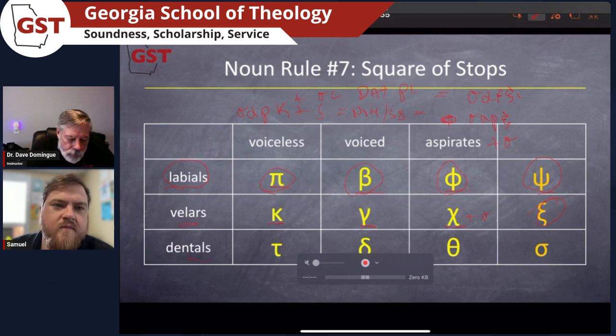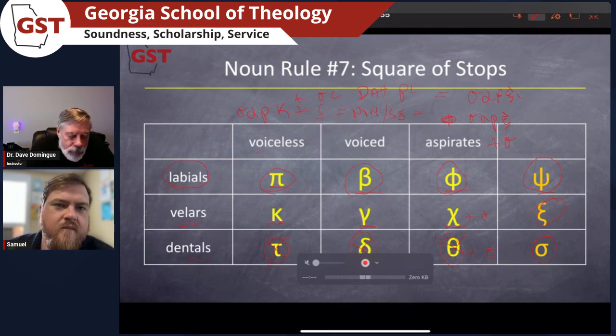And the dentals, the tau, the delta, the theta, where our tongue comes up near the back of our teeth, just drop out and the sigma remains. So that plus a sigma means those drop out and we get the sigma. That's called the square of stops.